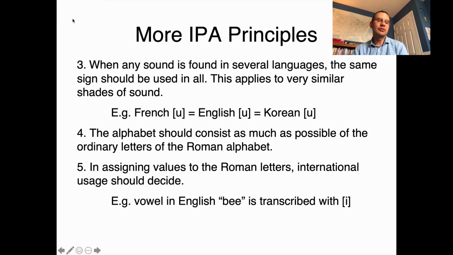In assigning values to the Roman letters, though, international usage should decide. So this will cause you a little bit of difficulty if you're an English-only speaker. So let's go back to the vowel sound in a word like bee, which we're spelling in English spelling with two E's next to each other. That's the sound that this letter is supposed to represent in English, E. But we're going to transcribe it with this symbol, which you may think of as the sound I. And the reason why is because when you see this letter in most of the other European languages like German, French, and Spanish, it's pronounced as an E. And English is kind of the oddball in this case.